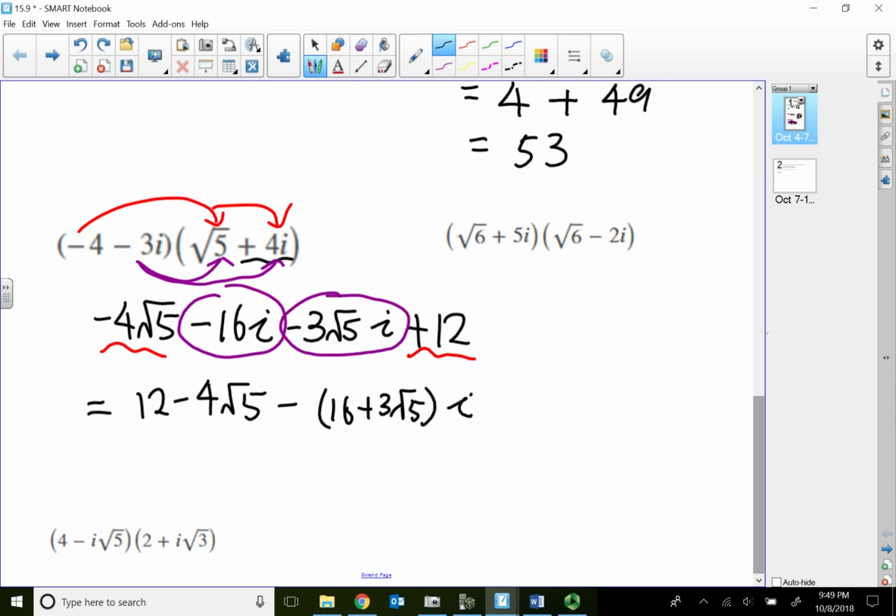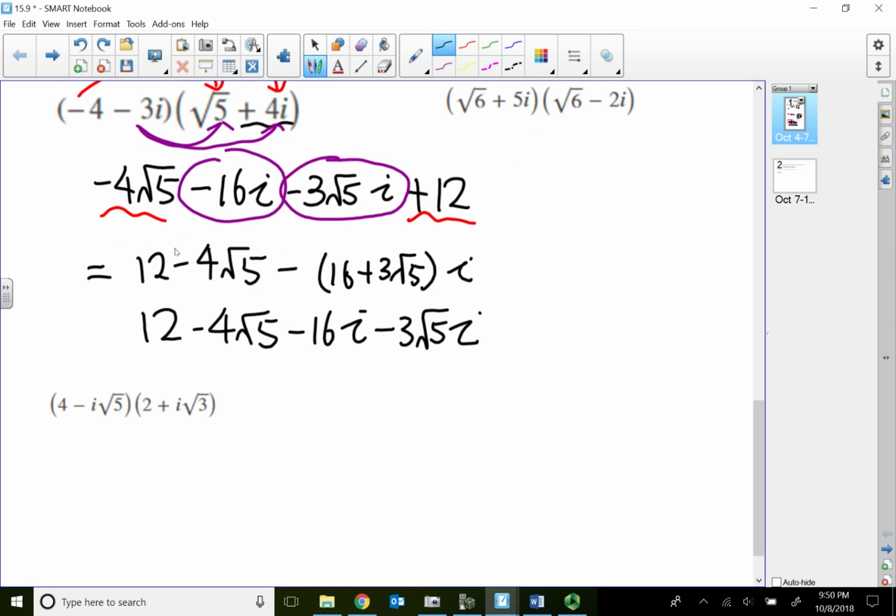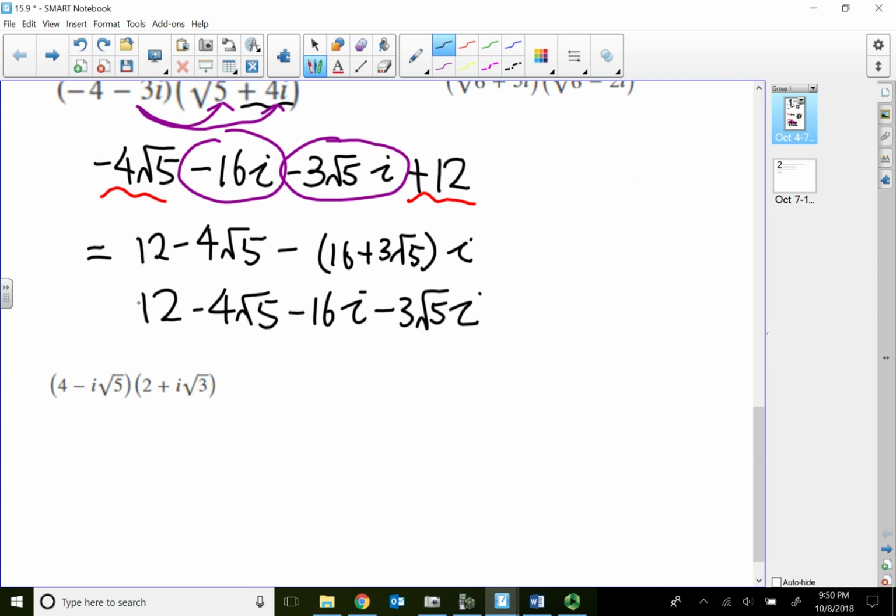I can write it this way, or I can just simply have 12 minus 4 times square root of 5, minus 16i minus 3 times square root of 5i. This i is on the outside, so I just normally factor out the i. So that is a different way we can write this answer. But what the homework solution is trying to show us is to make sure we see that the first two terms are the real part, and the last two terms are the imaginary part.